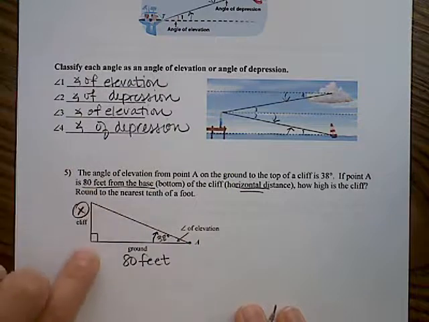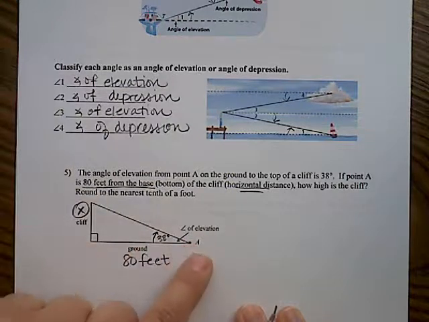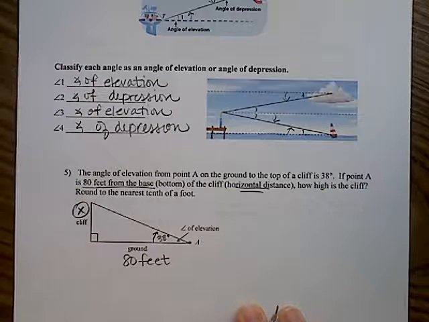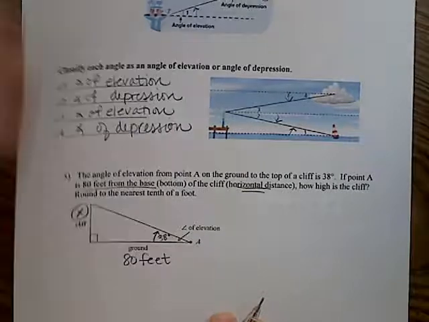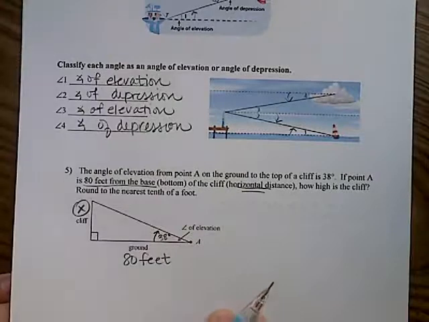So the cliff is my vertical distance. The ground, the distance from point A to the cliff, is my horizontal distance. Then I have some sort of angle, either angle of elevation or angle of depression. And then I have my hypotenuse, which is that diagonal distance. That would be like a kite string or something like that. And I will let you solve that for x.